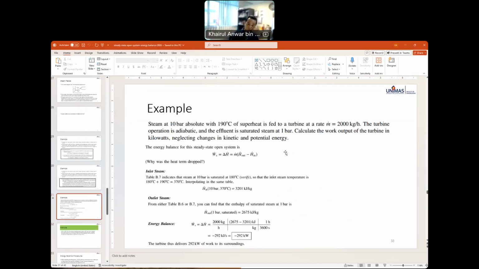Example: steam at 10 bar absolute with 180 degrees C of superheat. So superheated steam is what table B7 covers. This flows to a turbine at the rate of 2000 kilograms per hour. The turbine operation is adiabatic. The exhaust is saturated steam at 1 bar. Calculate the work output of the turbine in kilowatts, neglecting changes in kinetic and potential energy.